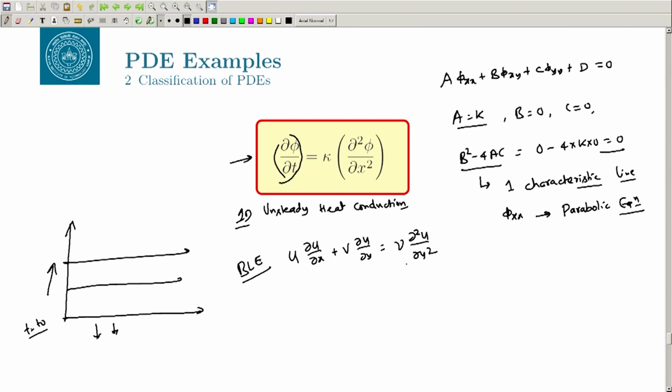In this case also, if you work out, your A is equal to 0, B equal to 0 and C equal to nu, right. Then again it will become B square minus 4 AC equal to 0. So, this is also a parabolic equation, right, but now there is no time here, this is space, right.